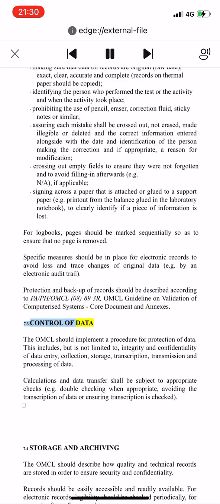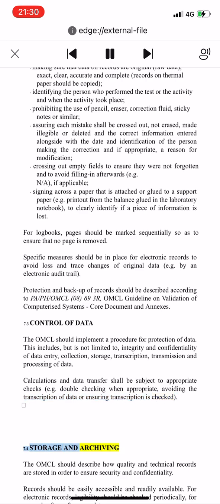7.3 Control of Data. The OMCL should implement a procedure for protection of data. This includes, but is not limited to, integrity and confidentiality of data entry, collection, storage, transcription, transmission, and processing of data. Calculations and data transfer shall be subject to appropriate checks, e.g. double-checking when appropriate, avoiding the transcription of data or ensuring transcription is checked.